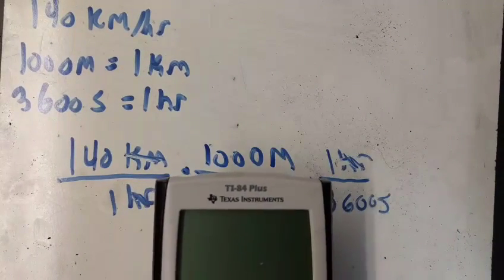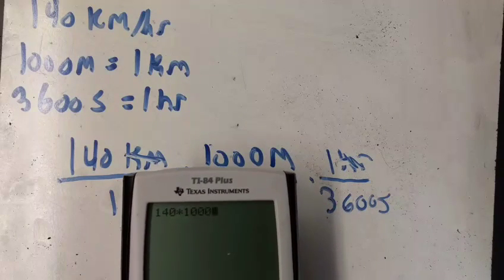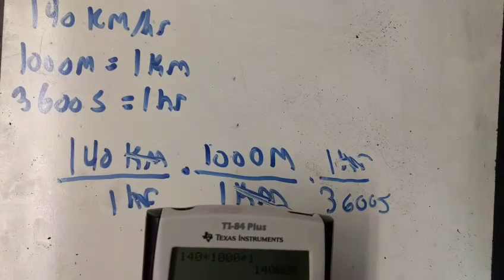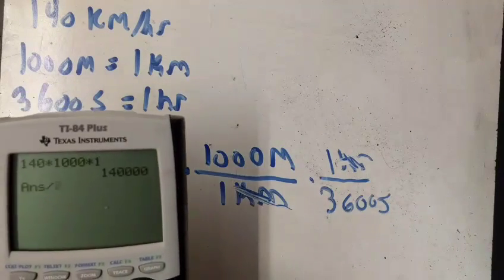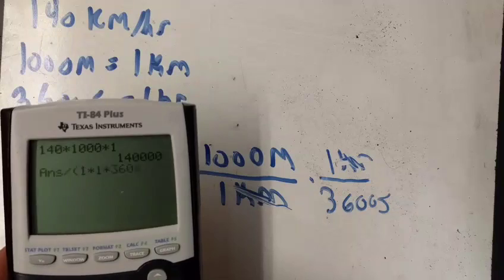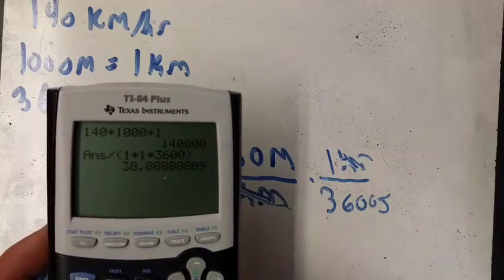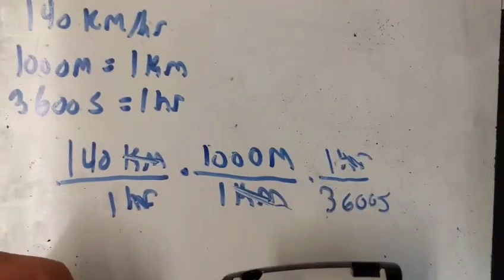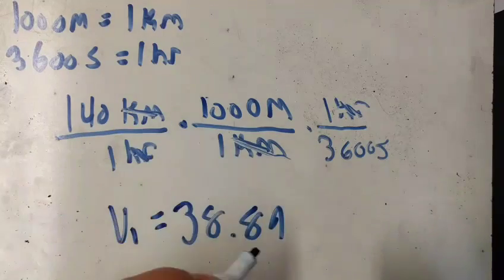So 140 multiplied by 1,000 multiplied by 1, and then that divided by the numbers on the denominator, so that divided by 1 times 1 times 3,600. And this gives us our initial velocity in meters per second of 38.89 meters per second. So velocity initial is equal to 38.89 meters per second.